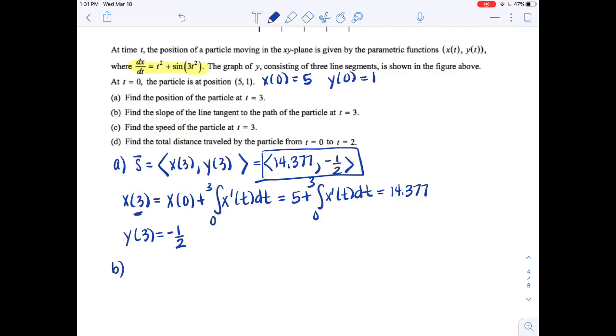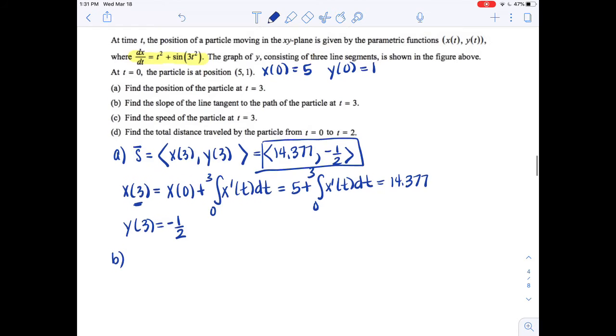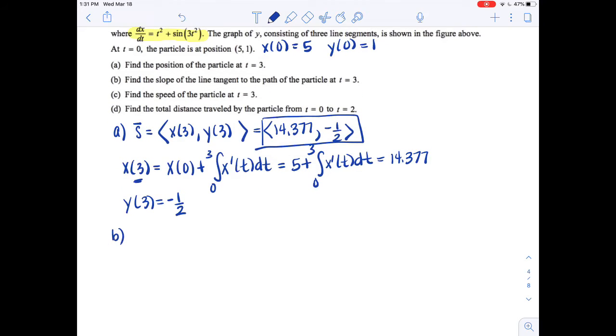Okay, part B. Find the slope of the line tangent to the path of the particle at t equals 3. Just like we've done in the past, slope of the line tangent would normally be dy/dx. In terms of parametric equations, that means you're doing dy/dt over dx/dt, and you're specifically doing that in this problem. So I'm going to write that down, dy/dt over dx/dt, and you're specifically doing that here at t equals 3.